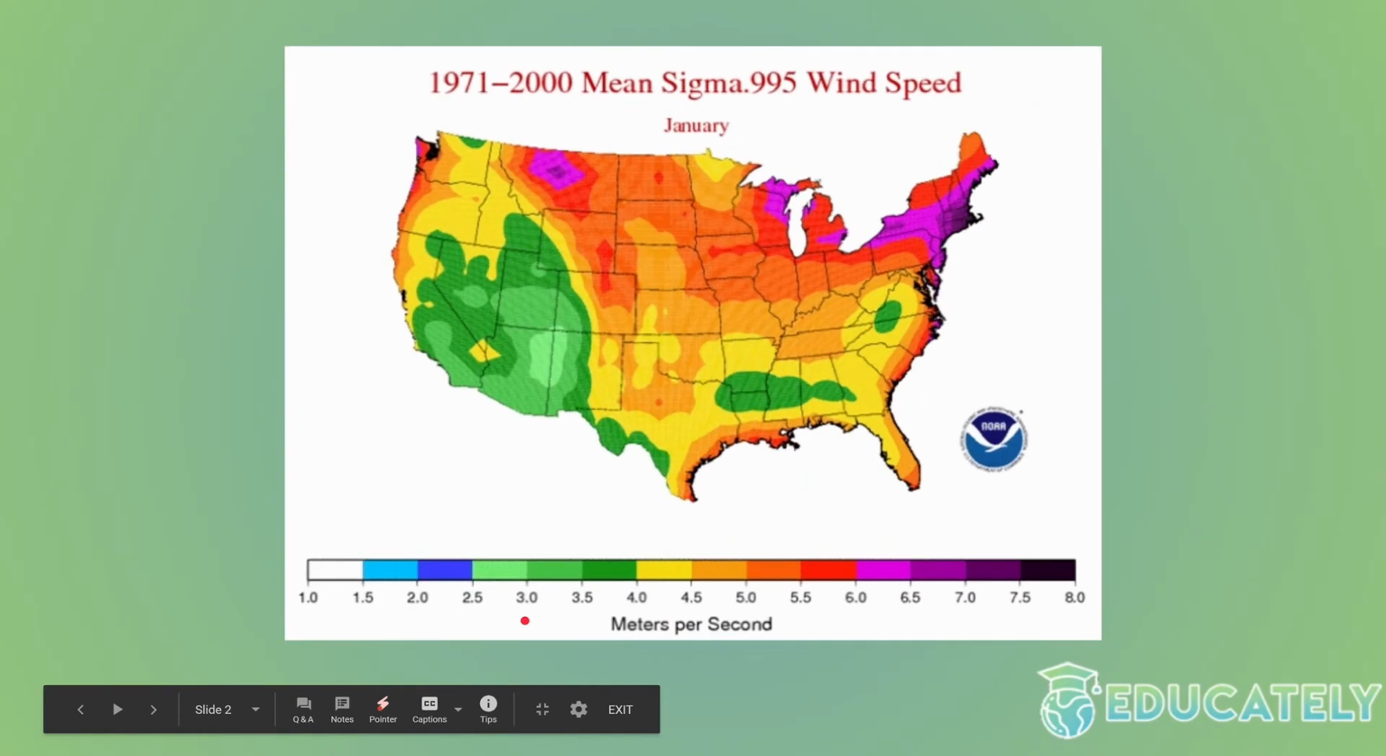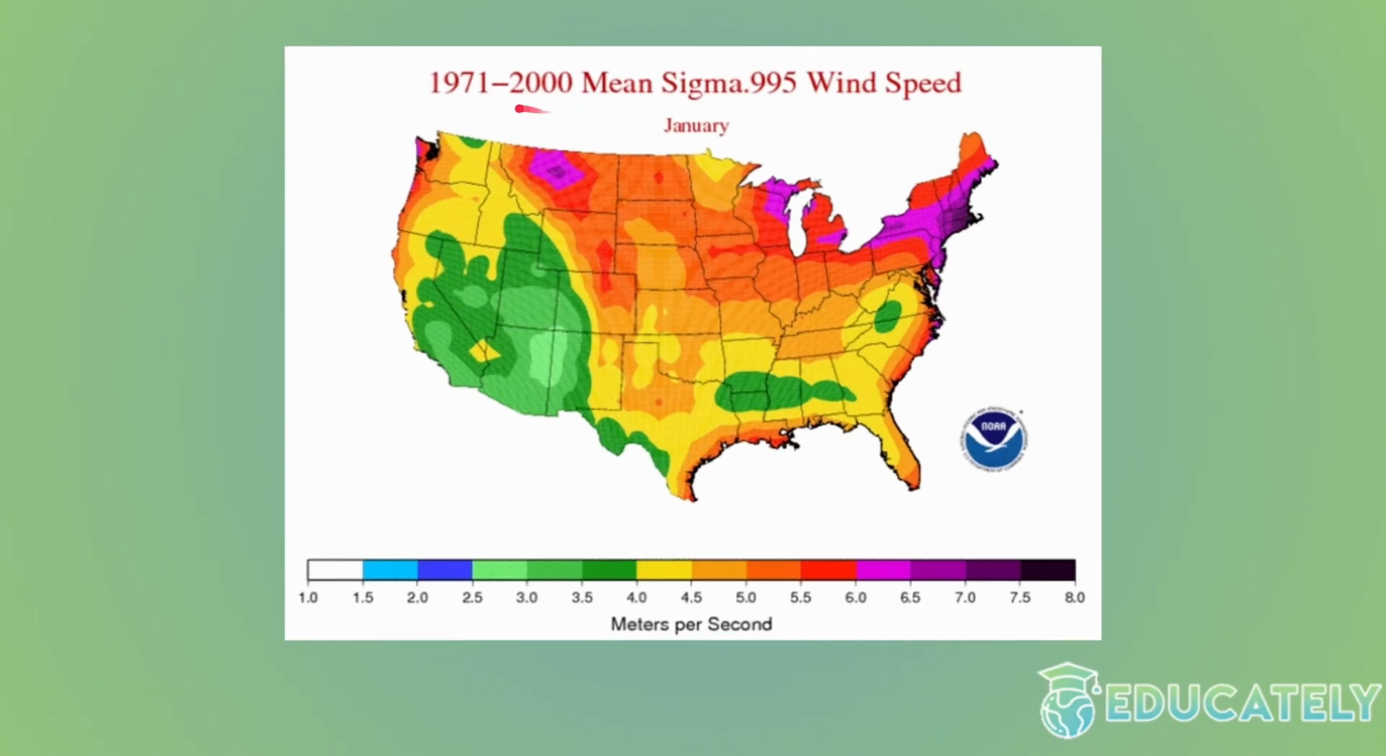Okay, so next up we have a different map. Before we look at the title or the scale, we have no idea what it is. It just looks like the United States, but what do these colors mean? We don't know, so let's look at the title. 1971 to 2000, mean sigma 0.995 wind speed. So mean wind speed means average wind speed. It says January, so I guess this means Januaries from 1971 to 2000. It appears to be the United States. But what does sigma 0.995 mean?